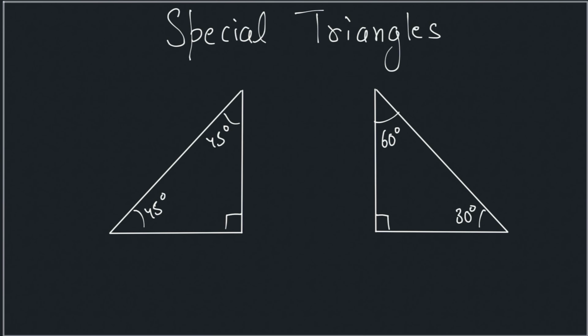For SAT Math, you need to know about 2 special triangles, 45-45-90 and 30-60-90. In a 45-45-90 triangle, side ratios are 1, 1, and root 2. In a 30-60-90 triangle, side ratios are root 3, 1, and 2.